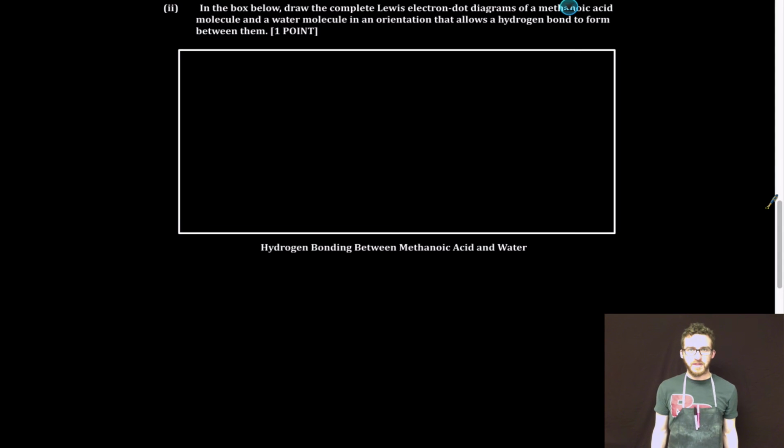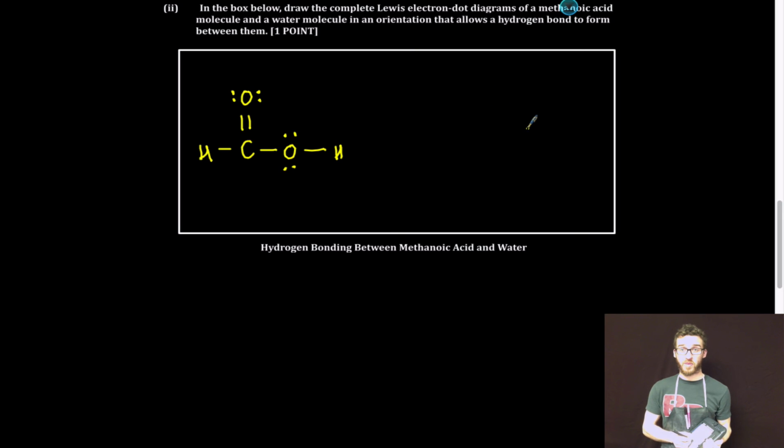Subpart II. In the box below, draw the complete Lewis electron dot diagrams of a methanoic acid molecule and a water molecule in an orientation that allows a hydrogen bond to form between them. First, I'm going to redraw my methanoic acid molecule that I just drew in the box above. Next, I'm going to draw my water molecule.